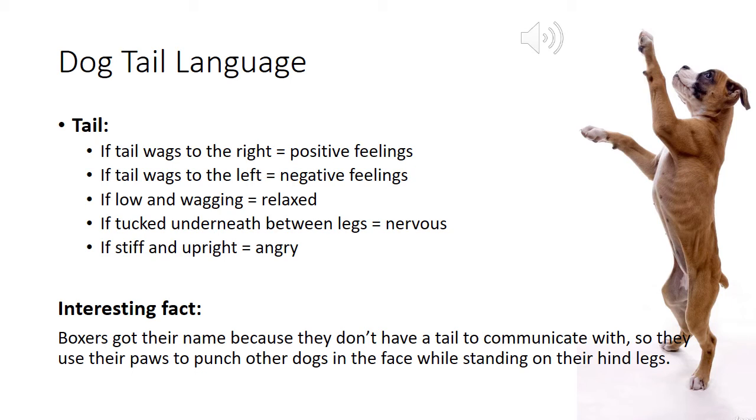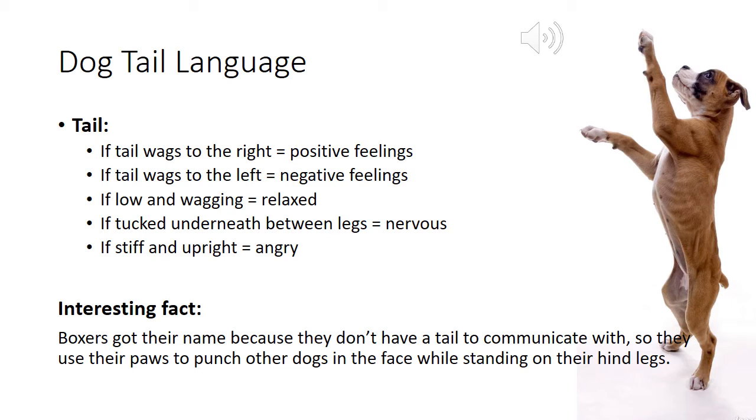One interesting fact: boxers are a type of dog. They don't have a tail. And they're called boxers because, if you don't know what a boxer is, a boxer is a person who fights with their hands. Muhammad Ali was a famous boxer. So this type of dog is called a boxer because it doesn't have a tail, so it can't communicate with its tail. It uses its front legs and front paws.